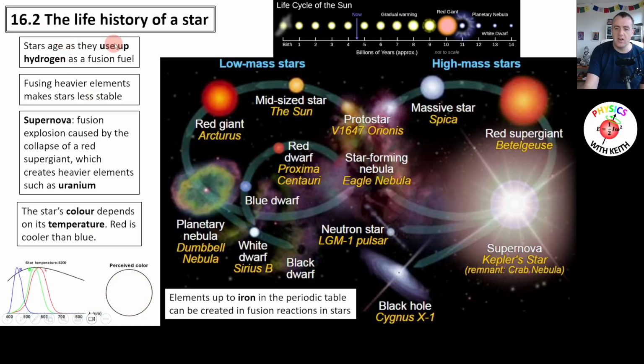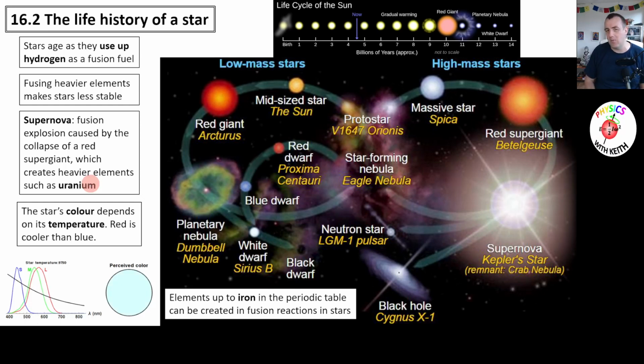Right, so let's go down here and check it. I've covered everything. Stars age, and they use up hydrogen. Yep, said that. Fusing heavier elements make stars less stable. That is true. And eventually when they're fused, heavier, not heavy, heavier, still lighter than iron. And eventually they're going to puff out their outer layers completely, or supernova. A fusion explosion caused by the collapse of a red supergiant. It says creates heavy elements such as uranium. That's a bit of a stretch.